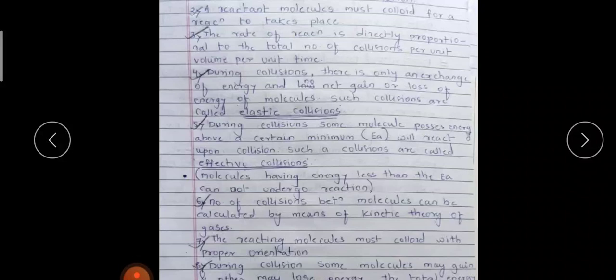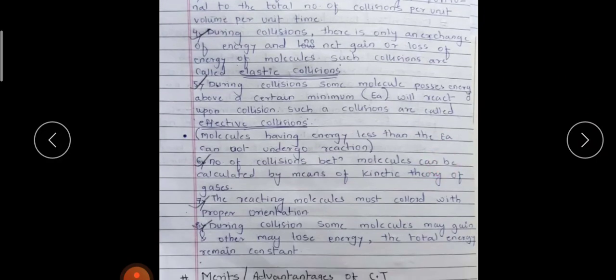During collision, there is only an exchange of energy and no net gain or loss of energy of the molecules. Such collisions are called elastic collisions. During collision, some molecules possess energy above a certain minimum energy, that is the EA, and will react upon collision. Such collisions are called effective collisions. Molecules having energy less than the EA cannot undergo reaction. The number of collisions between the molecules can be calculated by means of the kinetic theory of gases.